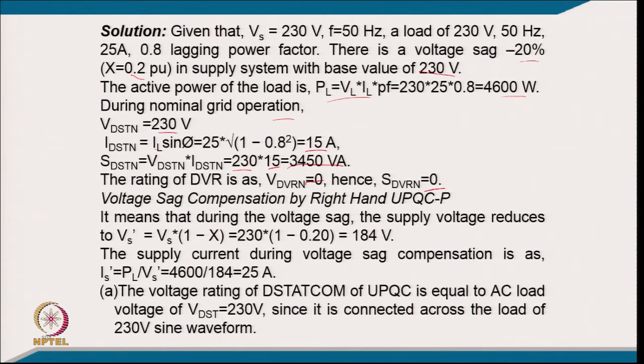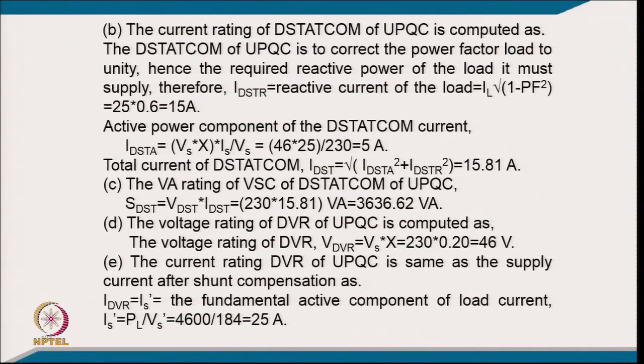Now, coming to the voltage sag compensation by the right hand UPQC, during sag the supply voltage reduces by 20%. This is the typical voltage for the grid or PCC voltage, and the current of the grid is then power divided by this voltage. So, it becomes 25 ampere, and the D statcom rating is based on 230 volt, since it is connected directly across the load.